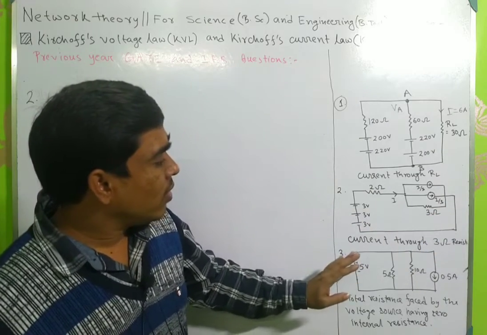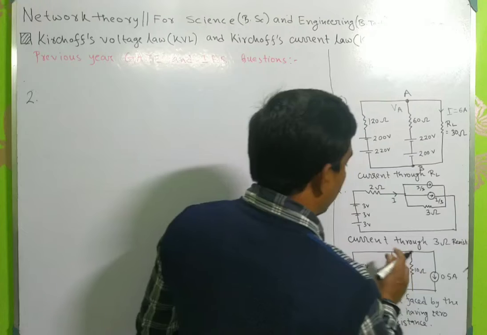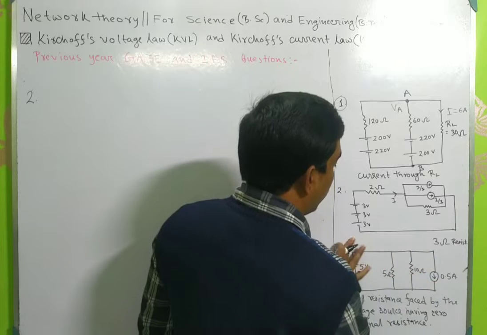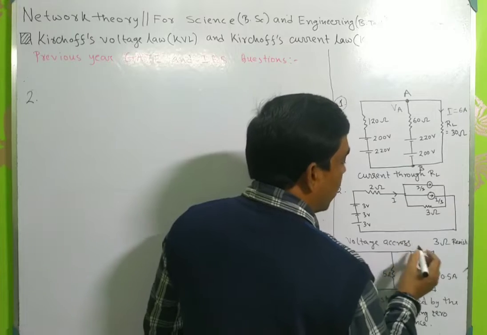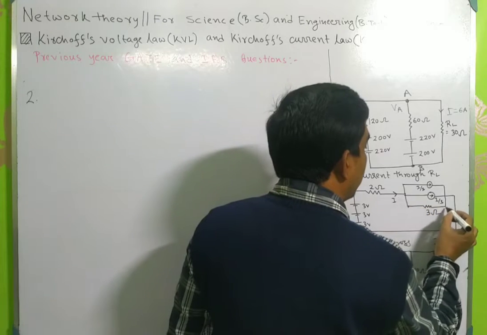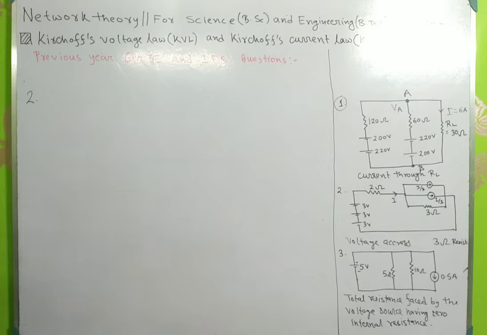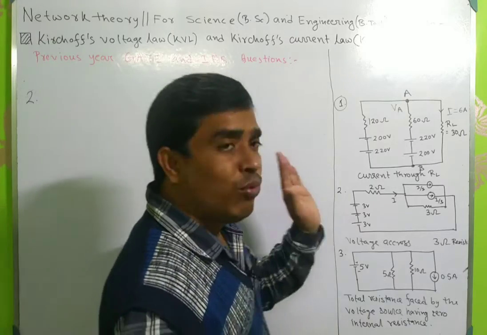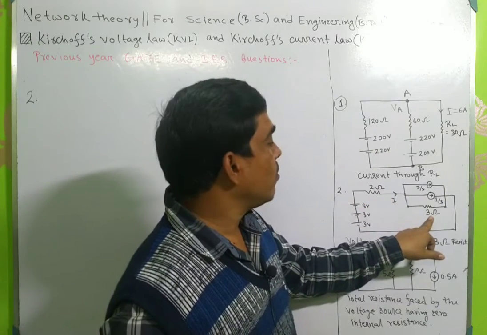You have to calculate, this is not current, voltage across the 3 ohm resistance. Okay, so you have to calculate the voltage across this 3 ohm resistance. So how to calculate this? First of all, we should calculate the current through this 3 ohm resistance.